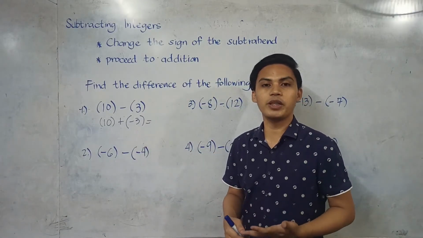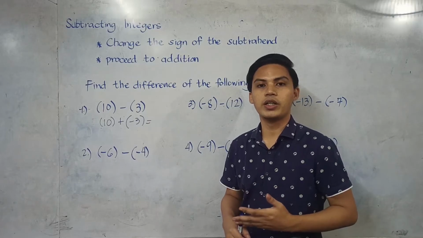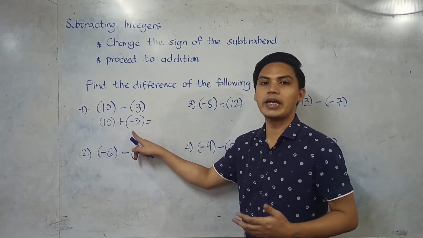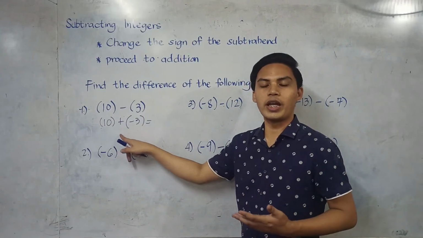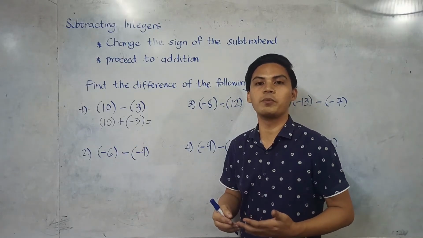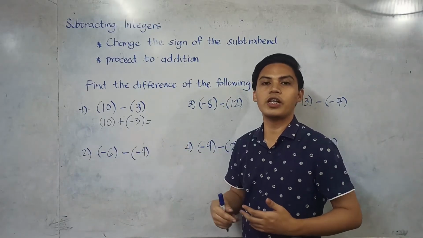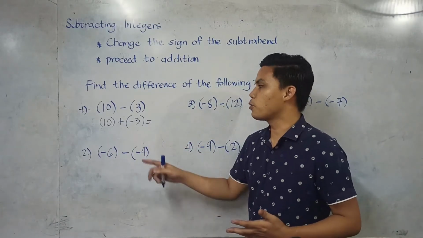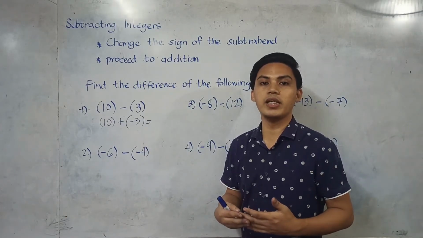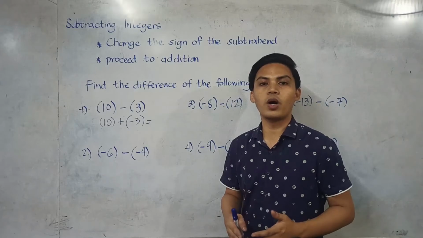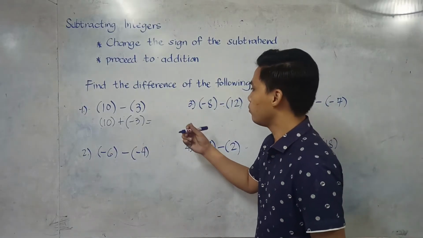So ano yung gagamitin natin? LAP or USG? So ang gagamitin natin ay USG kasi nga they have unlike signs. So U for unlike signs, then S, we're going to subtract their absolute value. So anong absolute value ng 10? Ang absolute value ng 10 is 10 at ang absolute value naman ng negative 3 is 3. So magiging 10 minus 3, that is equal to 7.